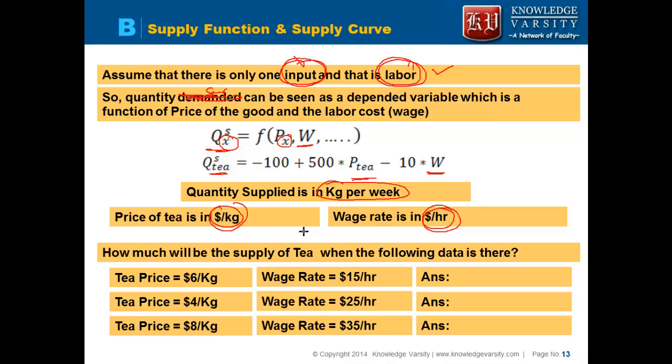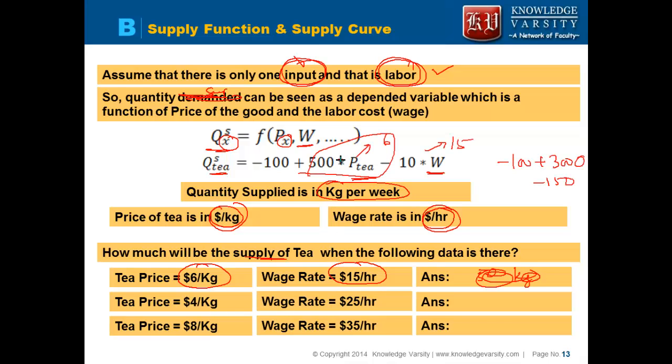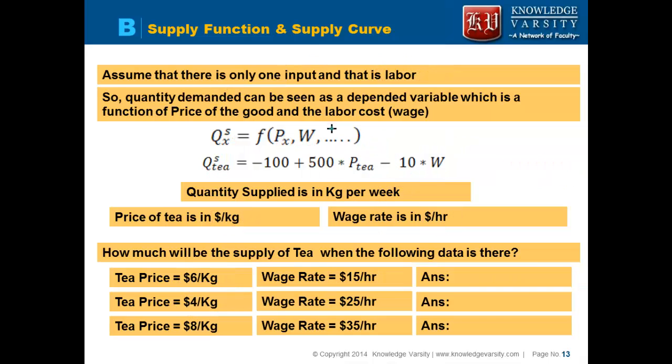Let us identify how much will be the supply of tea at the following prices. The tea price is $6 per kg, and the wage is $15 per hour. So 500 into 6 is 3000, minus 250, so you are going to supply 2750 kg. When the price of tea becomes $4 per kg, the price has reduced, so you are willing to supply less. 500 into 4 is 2000, from which you subtract 100, and the wage rate is $25, so 25 into 10 is 250. You will now supply only 1650.